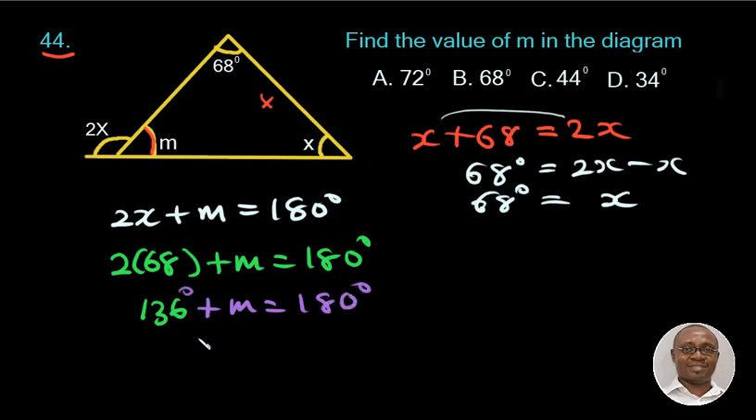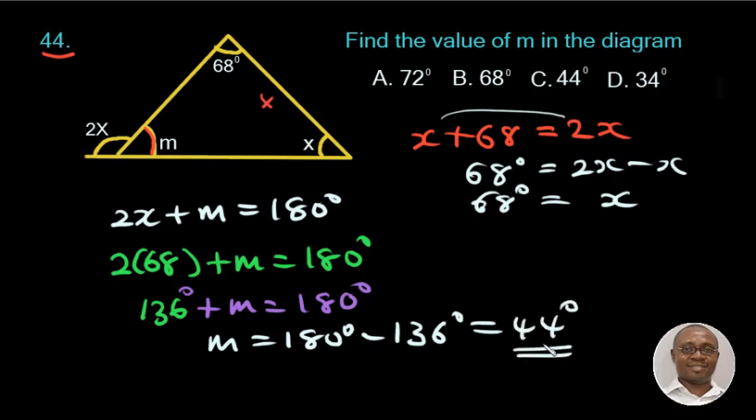So by the time we subtract 136 from both sides of the equation, this is going to give us 44 degrees. So m is equal to 44 degrees. So the answer, option C, is the right answer.